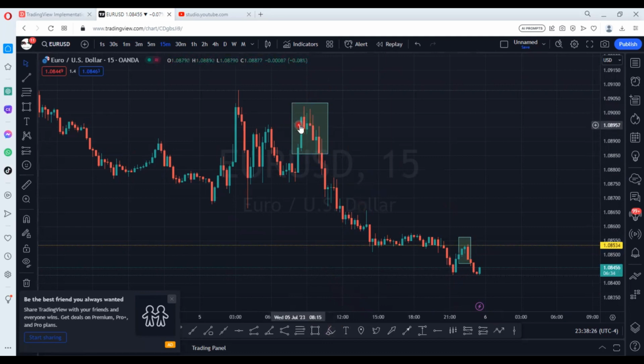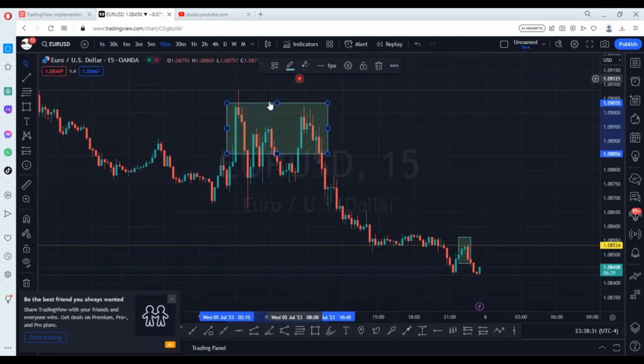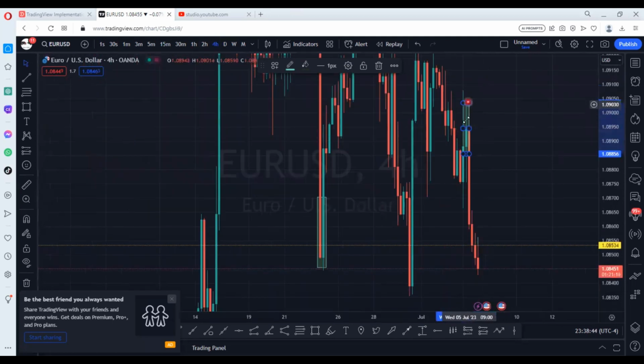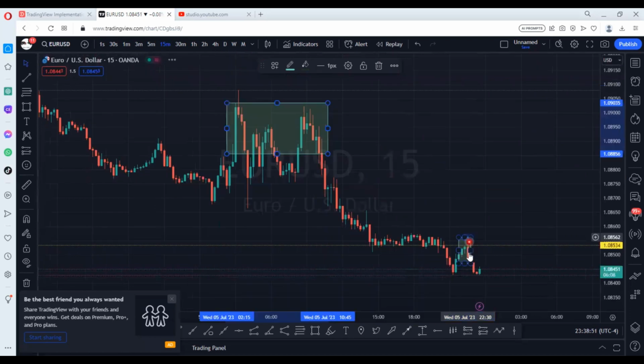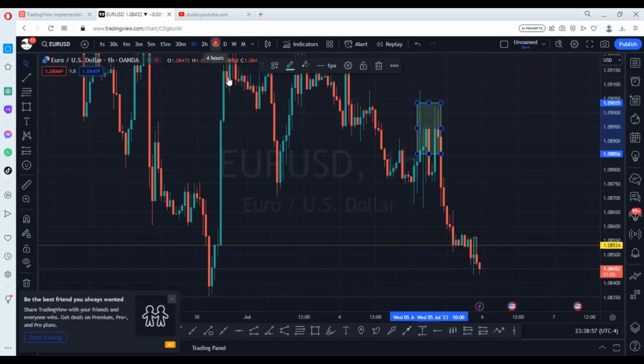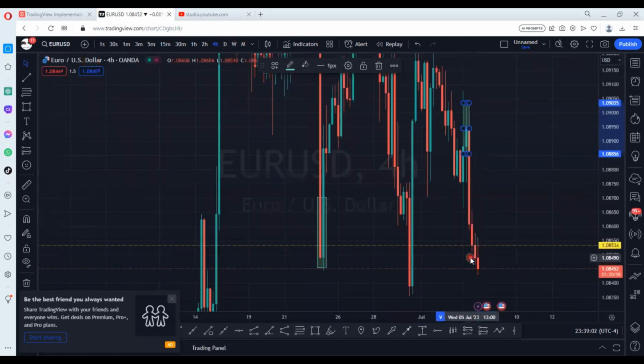This might be a particular high on the higher time frame. Let's watch. Can you see? Okay, this is also a high. So let me see on the 4 hour. Okay, now it is a particular high on the 4 hour. I see it. This one is seen on the 1 hour, but it is not seen on the 4 hour.